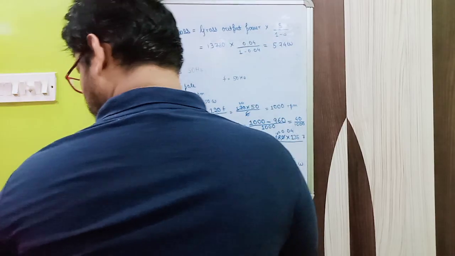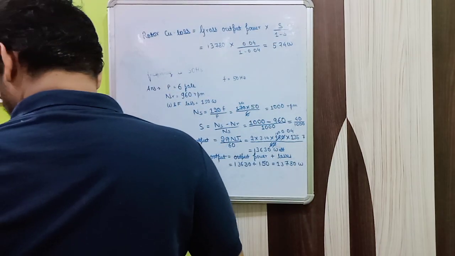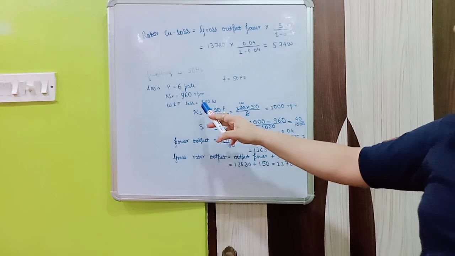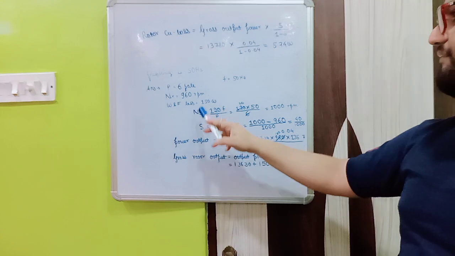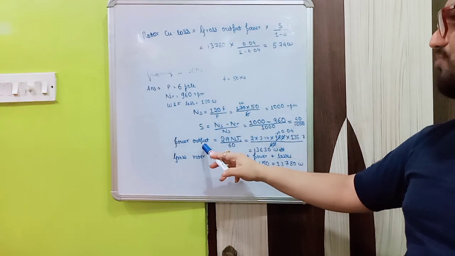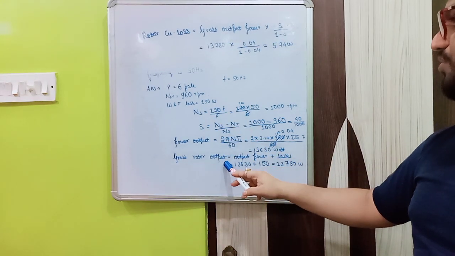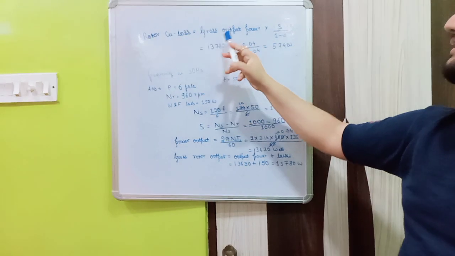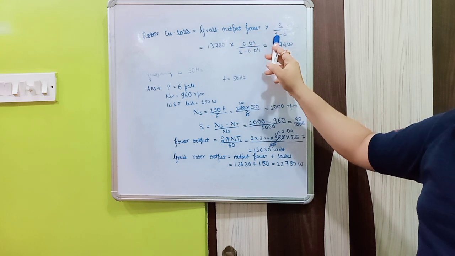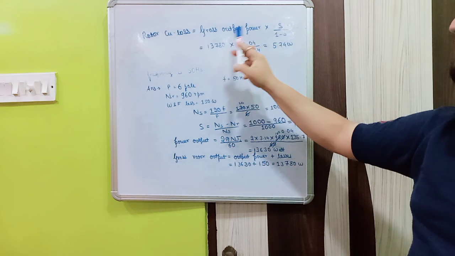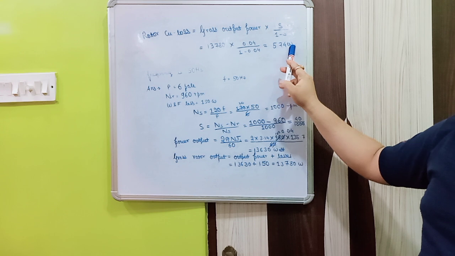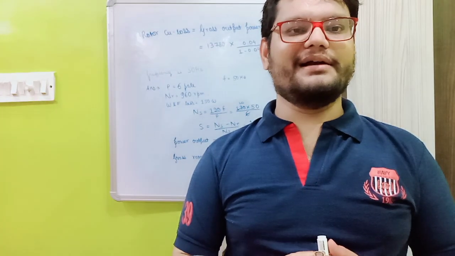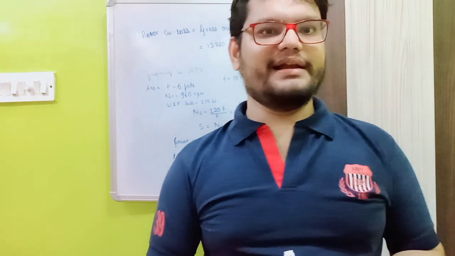So I hope you have understood how we have calculated this value. It is also a very easy question. We have calculated the synchronous speed, slip, output power, and the gross rotor output, and we have finally calculated the rotor copper loss, that is the gross output power into slip divided by 1 minus slip. So we have put in the values and finally got the answer. I hope you have understood this, and we'll continue the next part of the videos in the next class. Thank you.